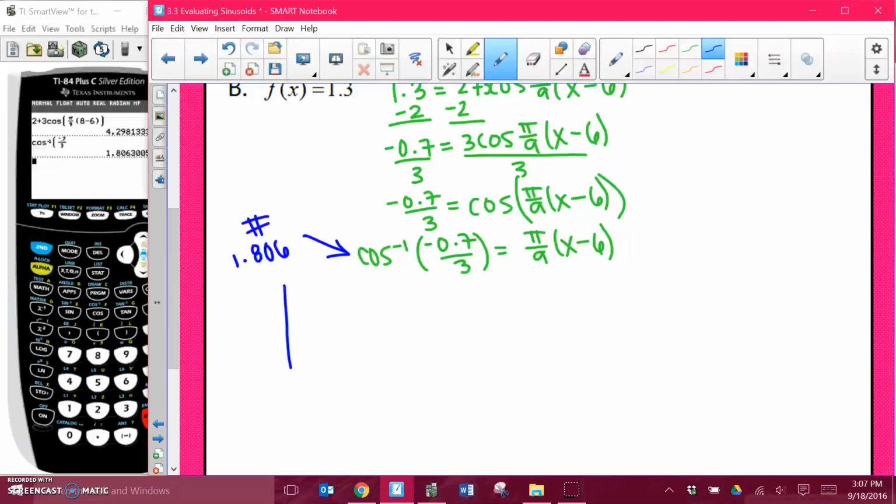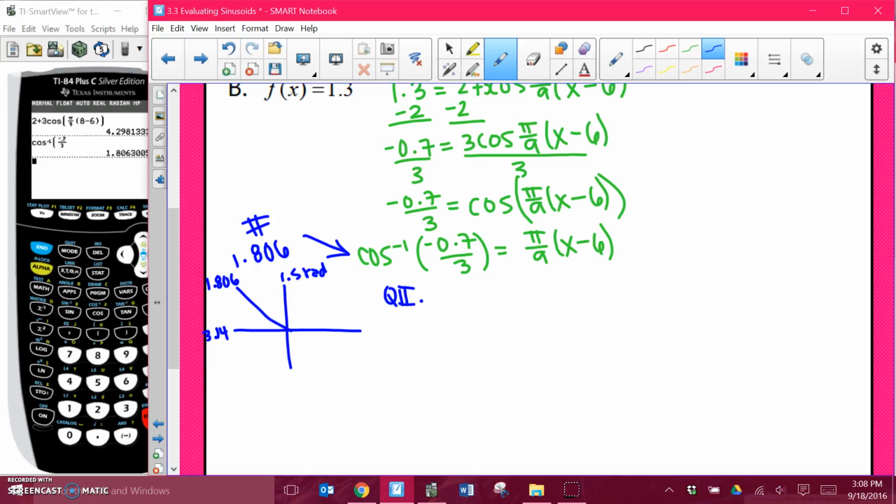So if I looked at my coordinate plane, this would be about 1.5 radians, right? That's pi over 2. This is 3.14 radians. So in between that, here's my angle, 1.806, closer up there. So that would be what angle would get me this particular ratio. So this is the one that's in quadrant 2. And I'm going to go ahead and solve this based on that.